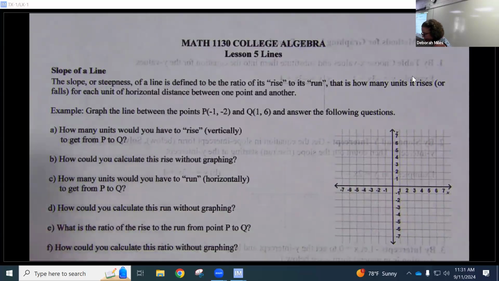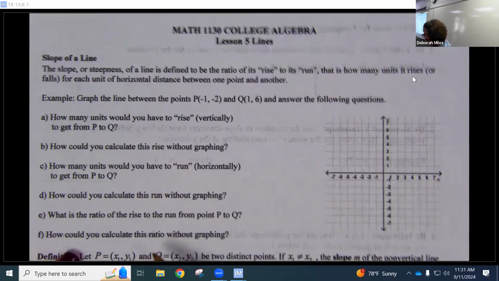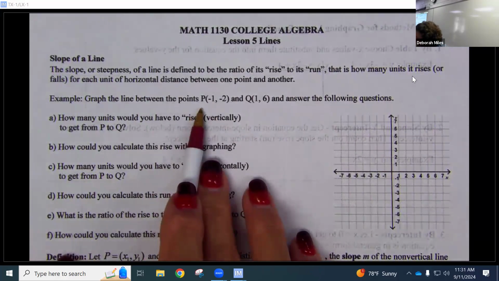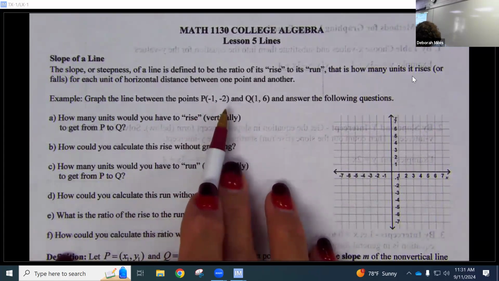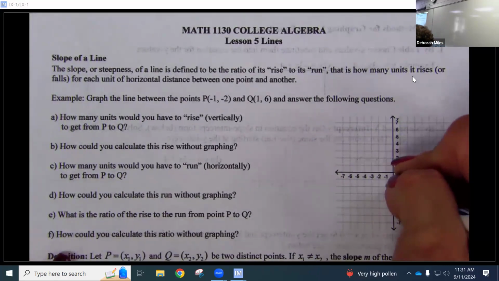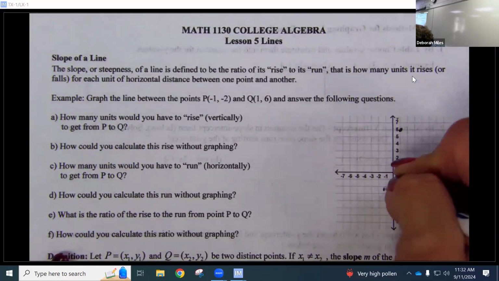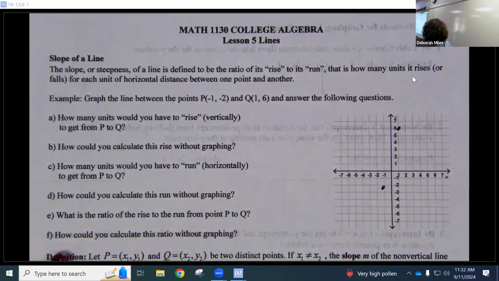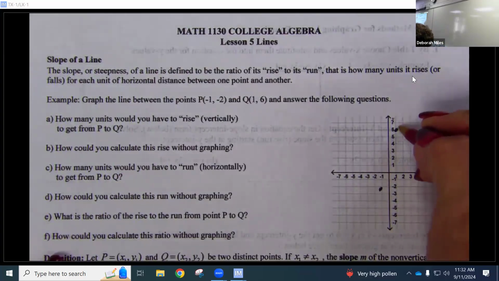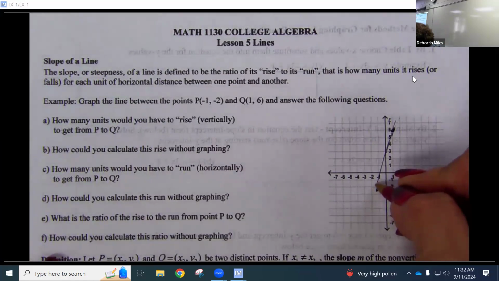Let's figure out something about slope by going through these problems that I listed, A through F. First, plot these 2 points, point P (-1, -2) and point Q (1, 6). Plot those 2 points. And connect them with your very best line you could do without a ruler. Ooh, mine was about to be off. Wow, is off.